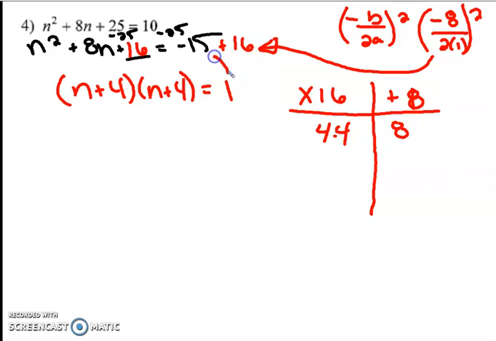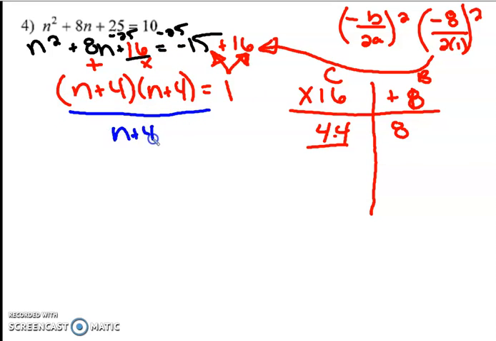Okay, the 1 came from these two numbers combined. I just combined them. The n plus 4s came from here, the things that multiply to be the last term and add to be your middle term. Okay, we're multiplying to get c and we're adding to get b. So then I can rewrite this whole thing as n plus 4 squared equals 1.